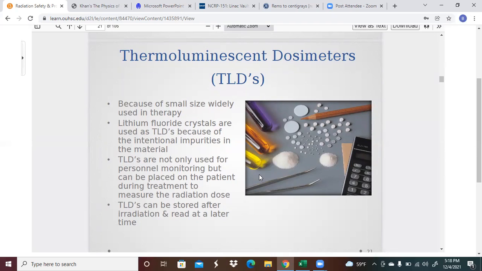TLDs are not only used for personnel monitoring, but can be placed on the patient during treatment to measure the radiation dose, in order to detect how much they are receiving. TLDs can be stored after irradiation and read at a later time.